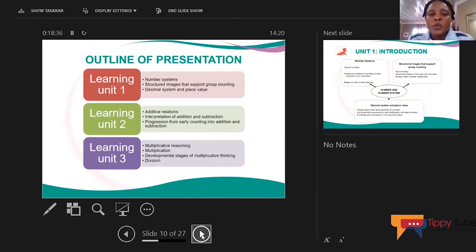In Learning Unit 1, we're going to focus on number systems, structured images and support group counting, and decimal systems and place value. Remember, there are other topics in the study guide, but for the sake of this presentation, we're just going to concentrate on these 3 in Learning Unit 1. And then in Learning Unit 2, we have additive relations, interpretation of addition and subtraction, progression from early counting into addition and subtraction. And Learning Unit 3, multiplicative reasoning, multiplication, developmental stages of multiplicative thinking, and division.